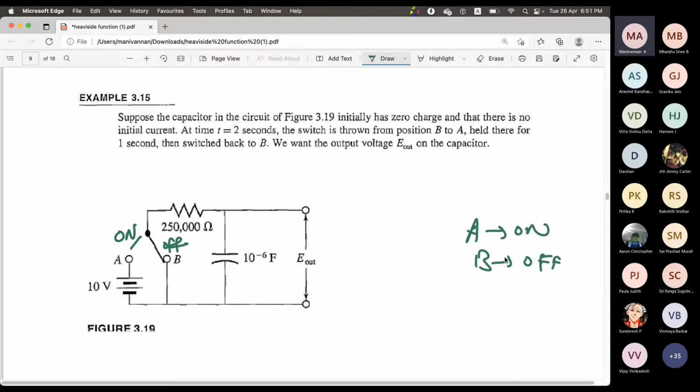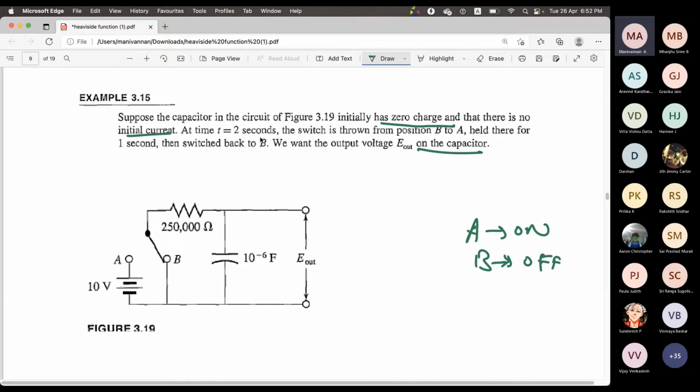Whenever A is switched on, the power will be generated here, so we may have the output or the electromotive force. With this we are going to solve that problem. So we want to compute the output voltage on this capacitor. Read the problem using this figure 3.1. Initially it has zero charge. There is no initial current.